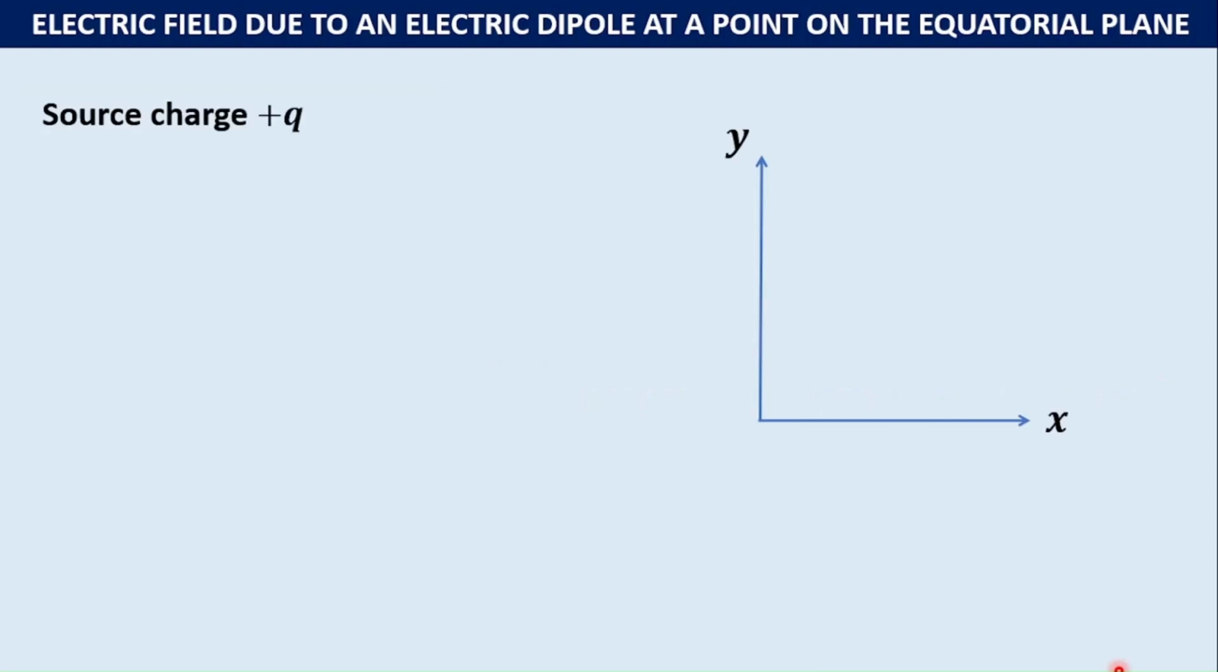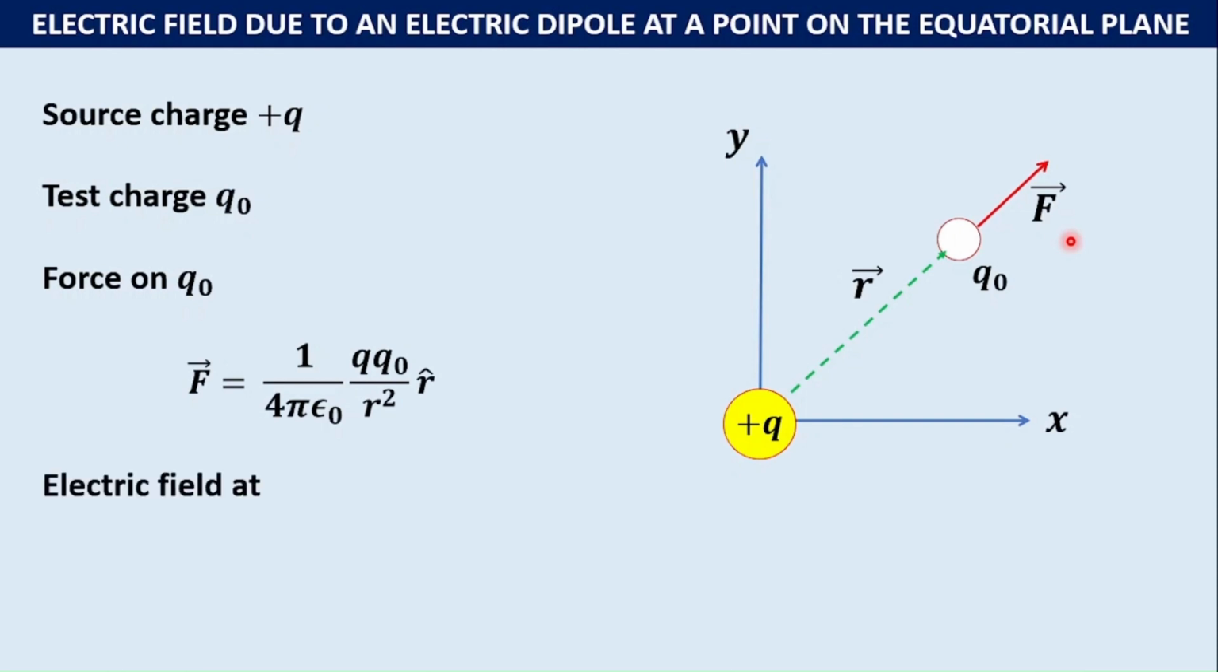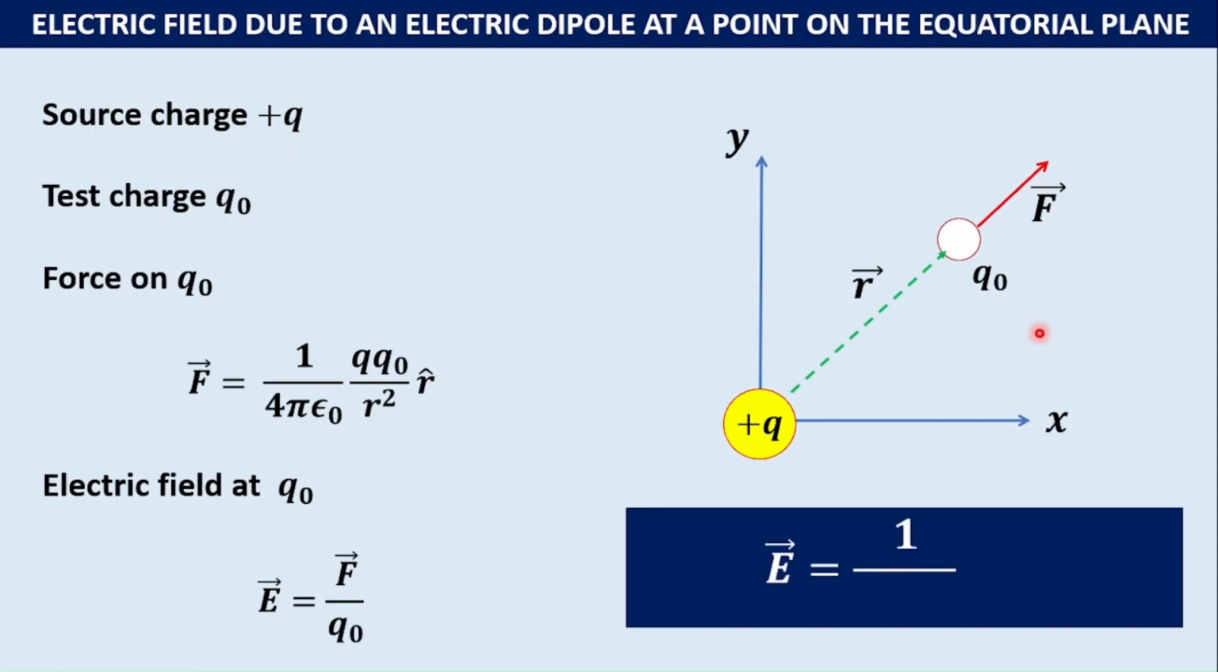Source charge plus Q, test charge Q naught, the distance between them is R vector and the force on Q naught is F vector. So F vector equals 1 by 4 pi epsilon naught Q Q naught divided by R square R cap. Now the electric field at Q naught, E vector equals F vector divided by Q naught. Now we get E vector equals 1 by 4 pi epsilon naught Q divided by R square R cap. This is a very important formula.